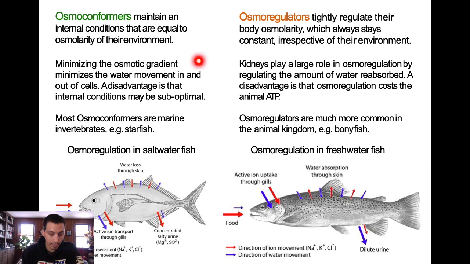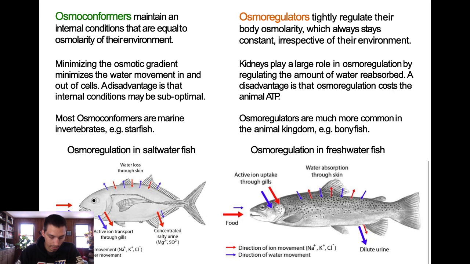This is helpful to them in that it minimizes the water movement that actually goes out of their cells. However, a disadvantage is that they cannot optimize their internal conditions. So if they are in an environment that does not have optimal conditions, there's not really anything they can do about it. Most of these osmoconformers are marine invertebrates like starfish.